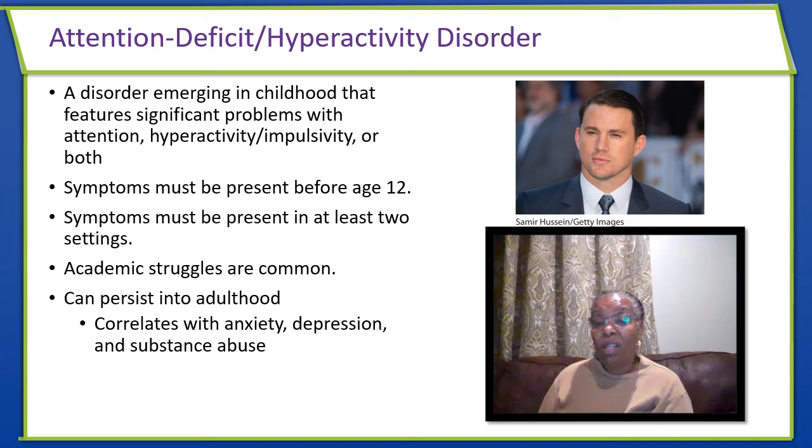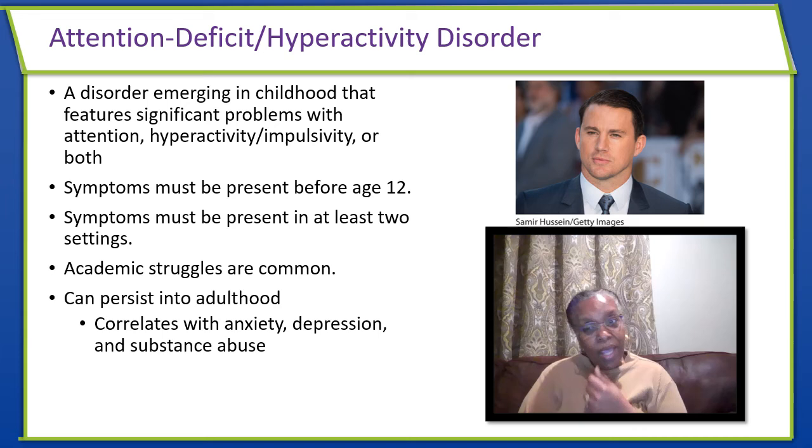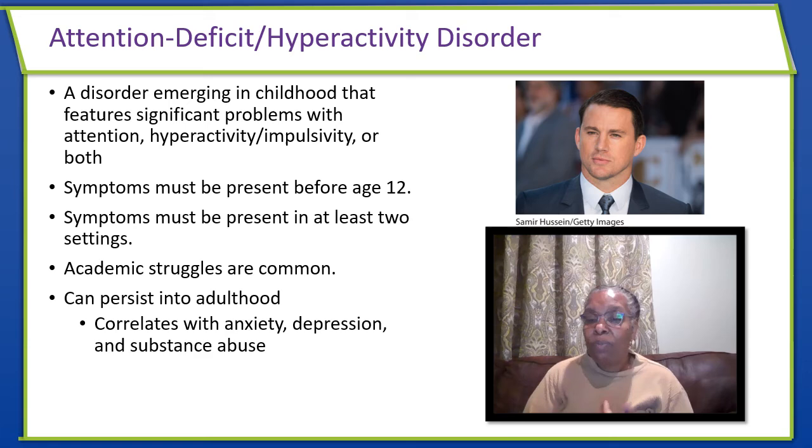Usually symptoms have to be present before age 12 for us to reach that diagnosis. The symptoms must also be able to be seen in at least two settings. And I say this, and this is important. For example, I have a niece that I raised as a foster parent from birth to 5 years old. And then she went back to her mom, and mom called me up and said, well, she's been diagnosed with having ADHD. And I'm like, okay, since when?